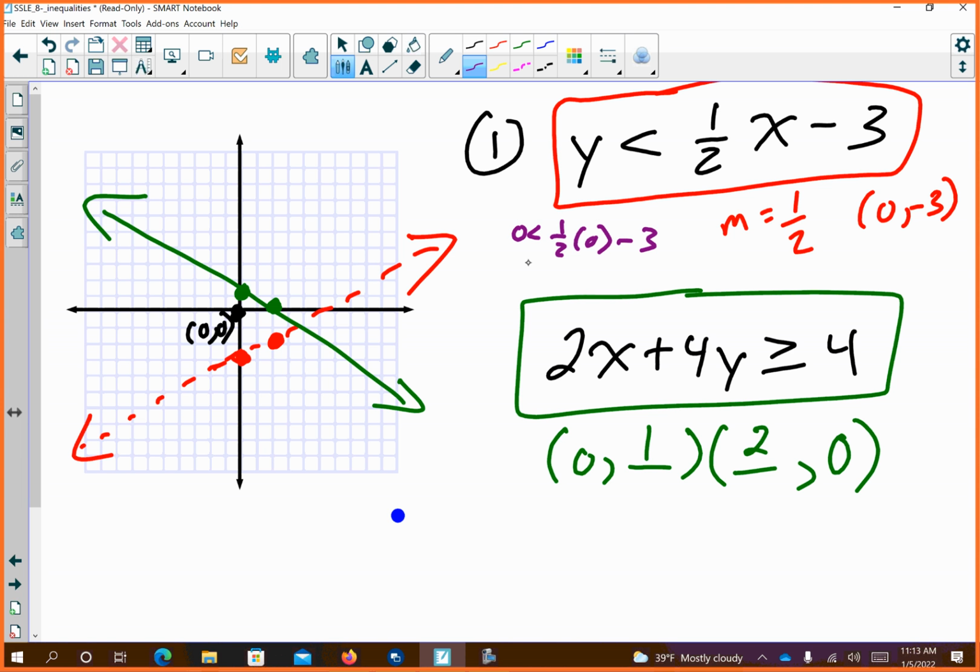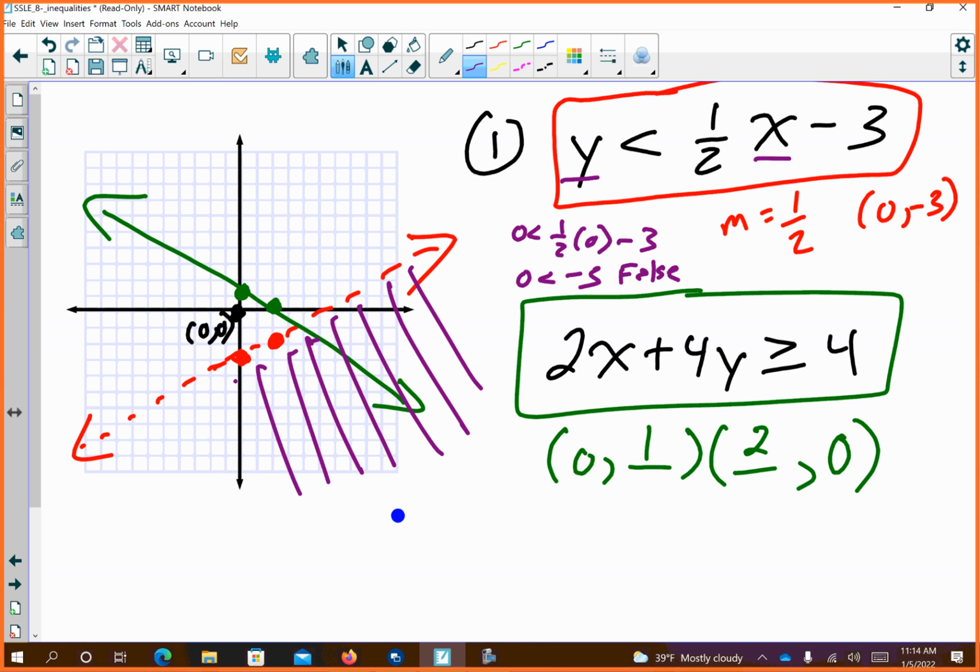What's 1/2 times 0? So I just plugged it in here and here, right? So 0 minus 3 is -3. Is 0 less than -3? No, this is a false statement. So this one referred to which color line, the red or the green? The red. So I'm going to shade the opposite side of the red line. Okay? So I'm going to shade over here.